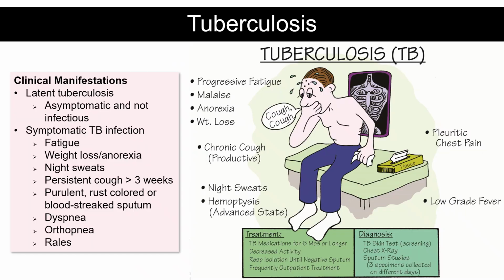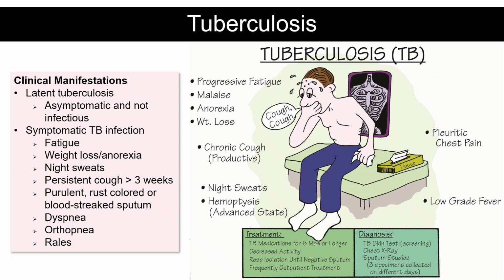Signs and symptoms. So if you have latent tuberculosis, you're asymptomatic, you're not showing any signs and symptoms, and you are not contagious. If you become symptomatic, you are contagious and you have an active infection. There are some hallmark signs and symptoms like fatigue, weight loss, anorexia, which just means you're not hungry, night sweats, persistent productive cough for more than 3 weeks.